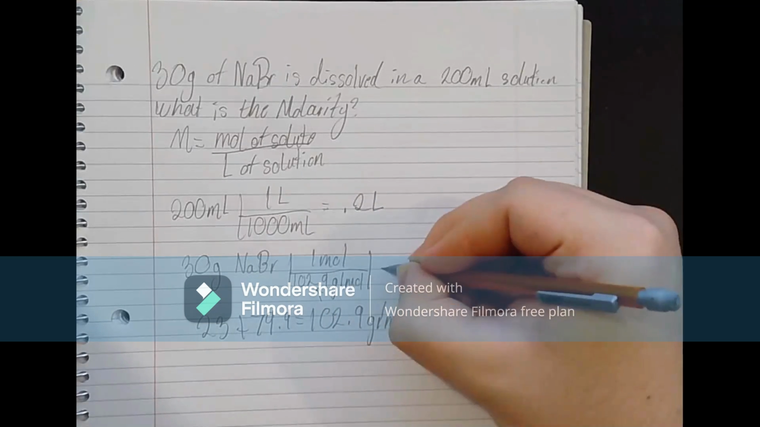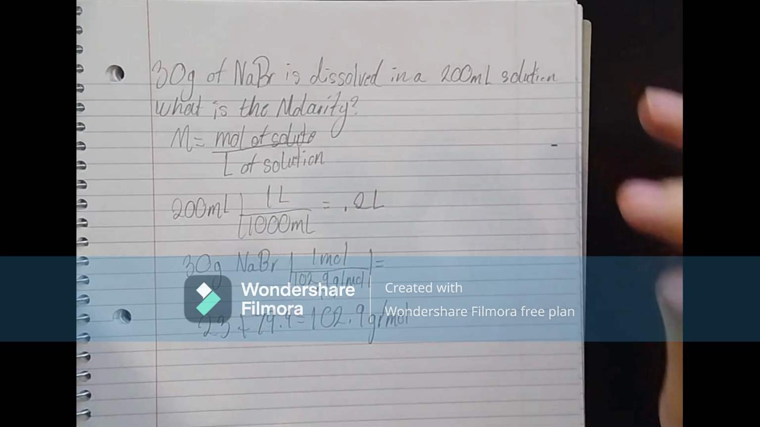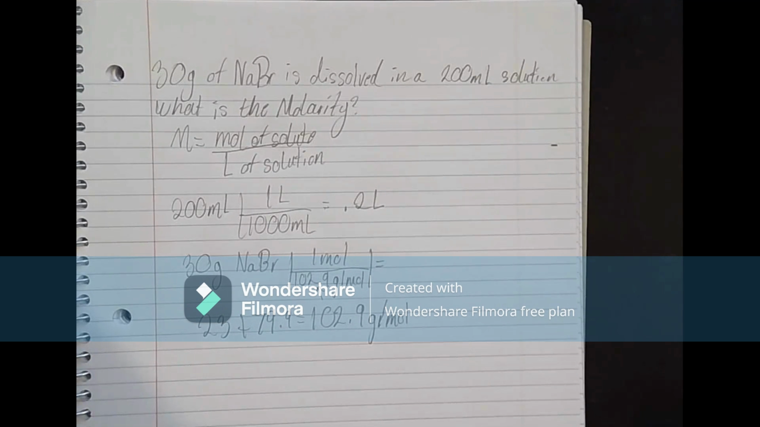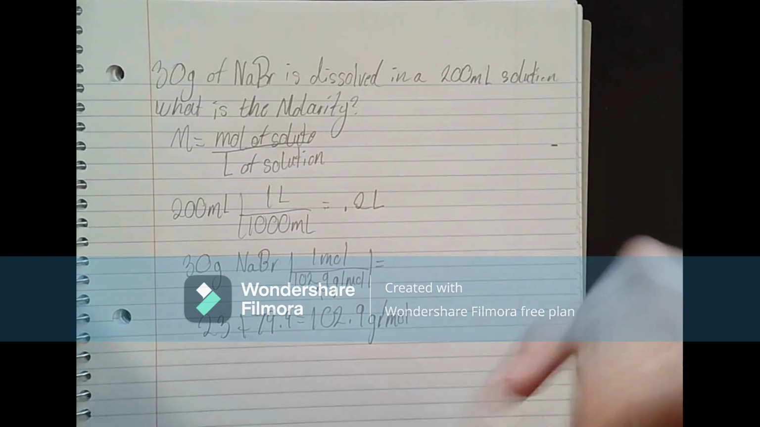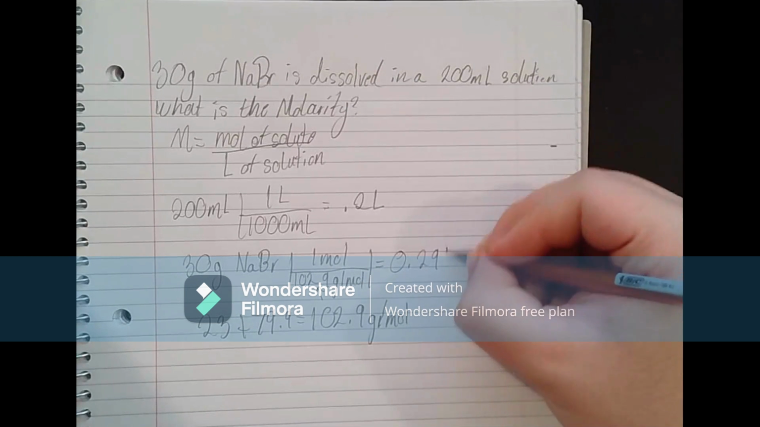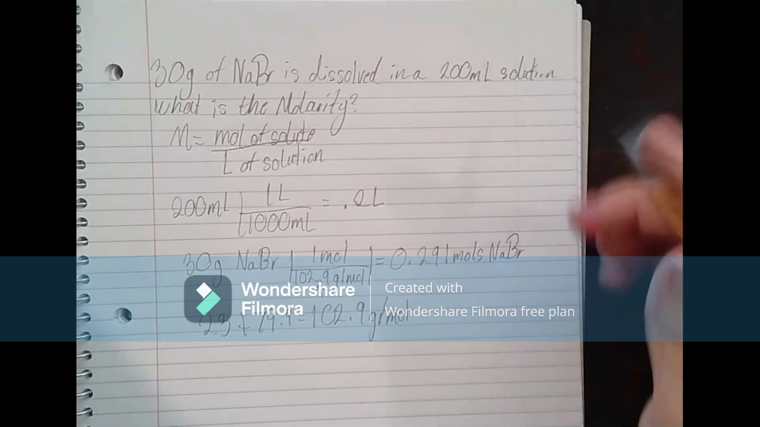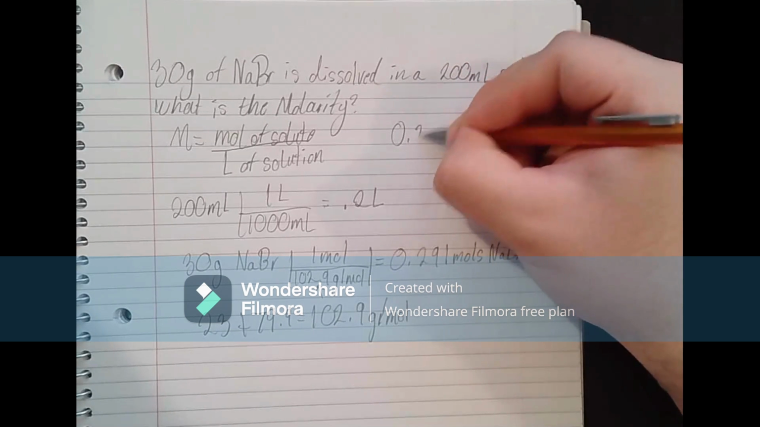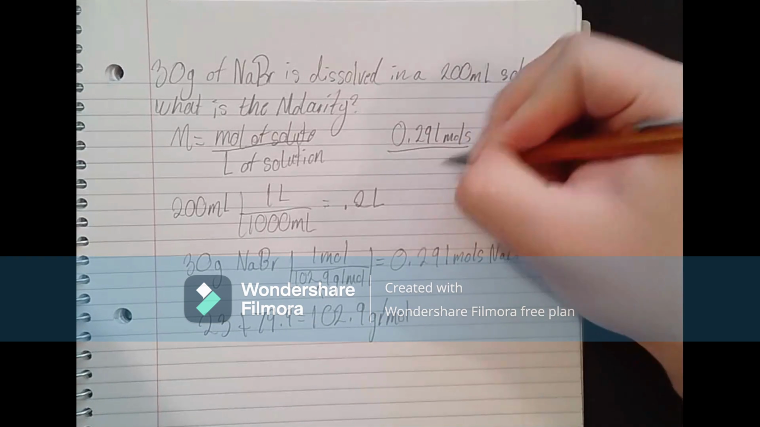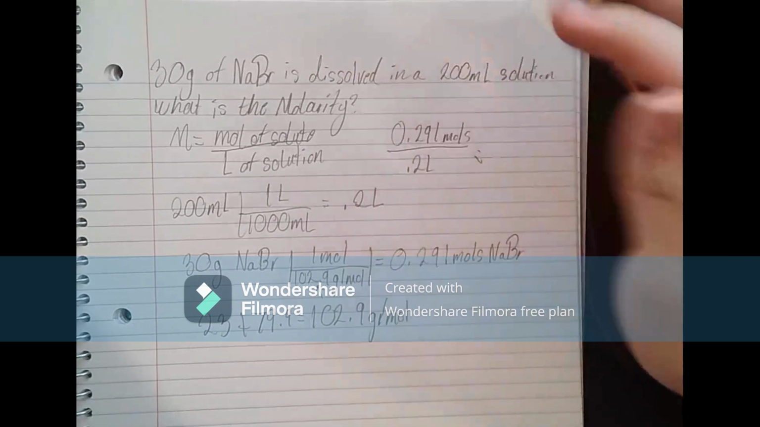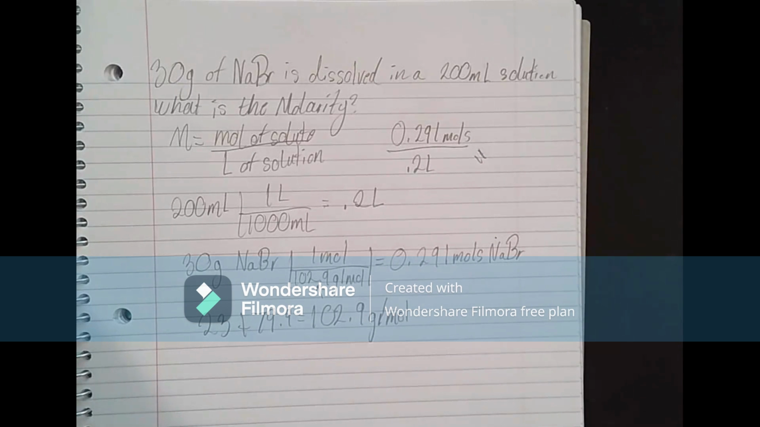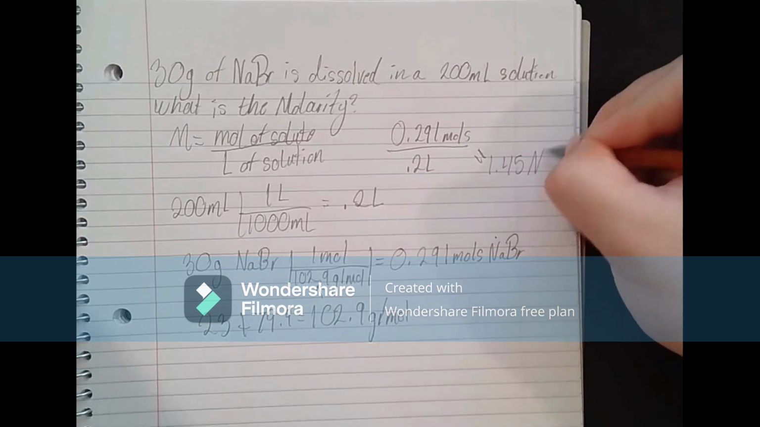Now this molar mass we just found, we can take it immediately, one mole, and find out exactly how many moles we're introducing into the solution. If I just do some quick math, 30 divided by 102.9 will give us a rough estimate of 0.291 moles NaBr. And now we have all we need, right? So we can just put our moles over our liters of solution to give us a molarity of probably around 1.5. 0.291 divided by 0.2, giving us 1.45 molarity.